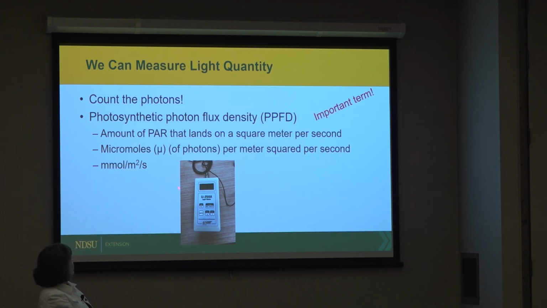Sometimes you'll see this abbreviation, which looks like a backward U. For this presentation, it was just easier for me to use this particular abbreviation. So we're going to be talking about micromoles per meter squared per second.